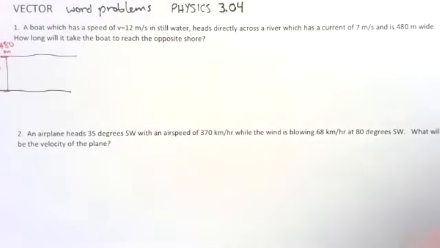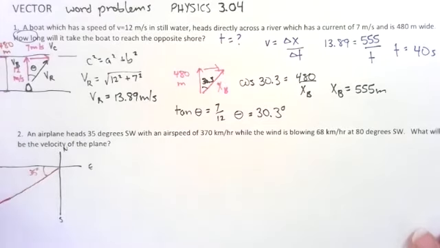The first one is 35 degrees southwest. So that means I'm starting at the west and I'm going south. So 45 degrees would be here. 35, I think, would be about right here. Now, this vector is going to be 370 kilometers per hour, so that has to be a pretty big vector. I feel like that's more like 40, but all right. And the value is 370 kilometers per hour.